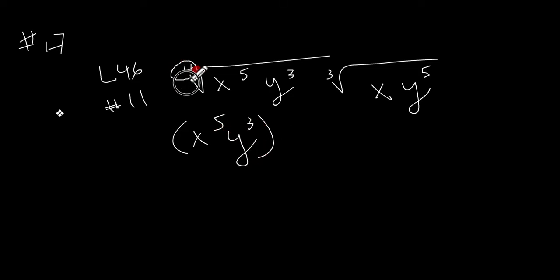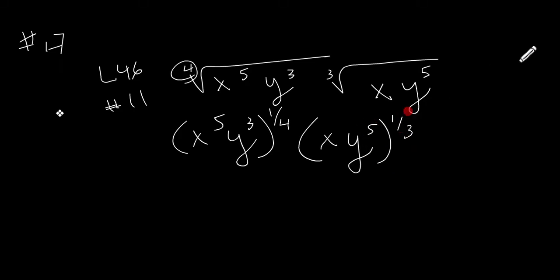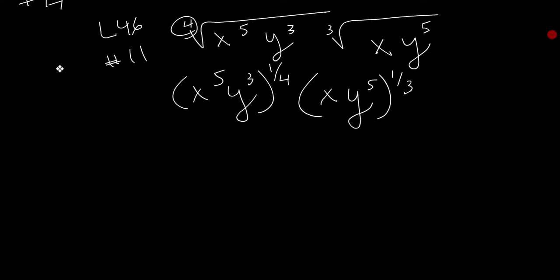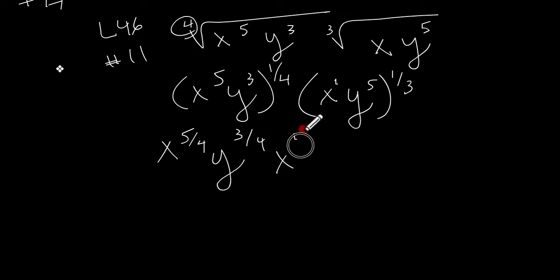This 4 is on the bottom, so it's going to be on the bottom there, since the bottom's on the seat. And it's going to be x, y to the fifth, to the 1/3 power. Now you have power to power, so we're going to multiply that through. So we get x to the 5/4, y to the 3/4, x to the 1/3, y to the 5/3.